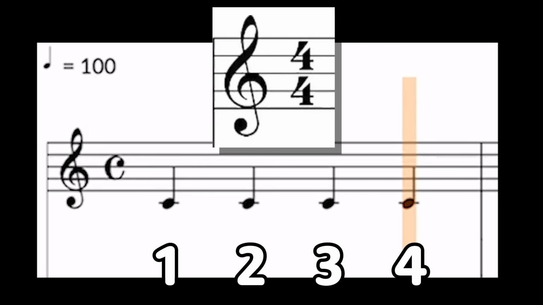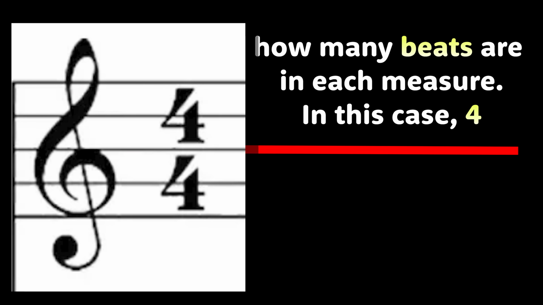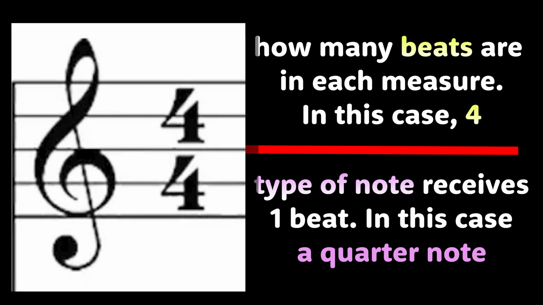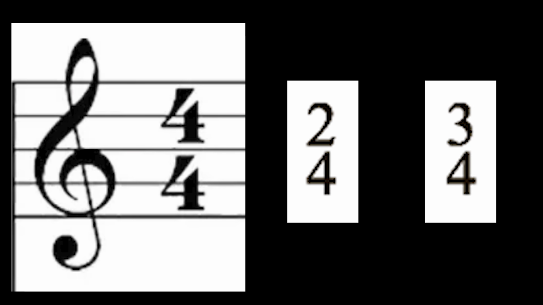The time signature consists of 2 numbers, like 4 quarters, indicating 4 beats per measure, top number, and the rhythmic value assigned to each beat, bottom number. The time signature is crucial for understanding rhythmic structure. The common time signature is 4 quarters, but there are others like 2 quarters and 3 quarters.